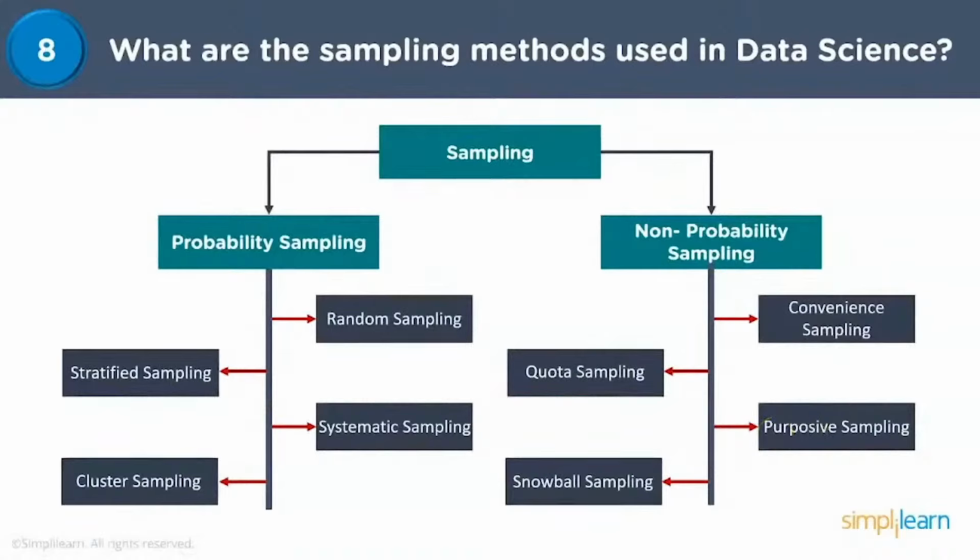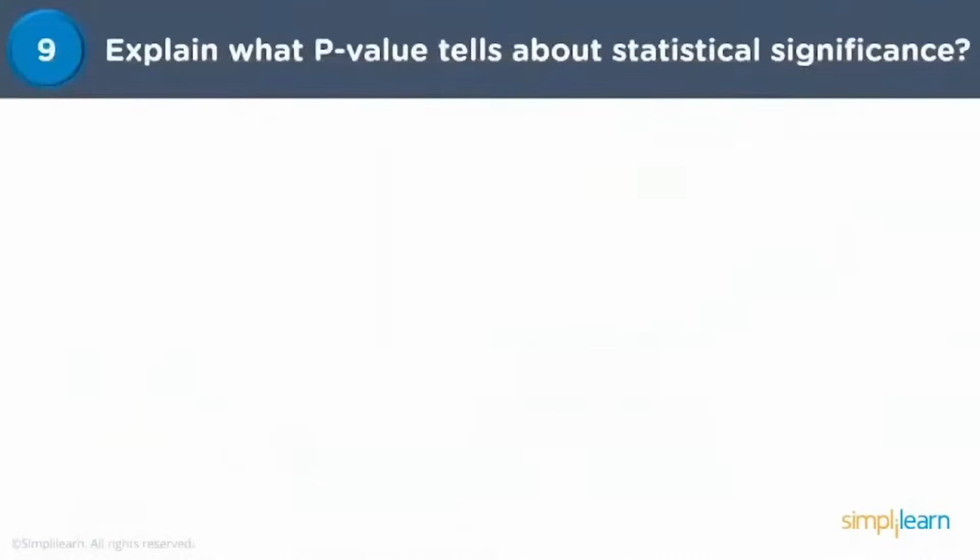It is very useful when you want to reach a particular or targeted sample quickly. Finally, we have snowball sampling. So the snowball sampling technique is used in situations where the population is completely unknown and rare. Now coming to the 9th question in our list.